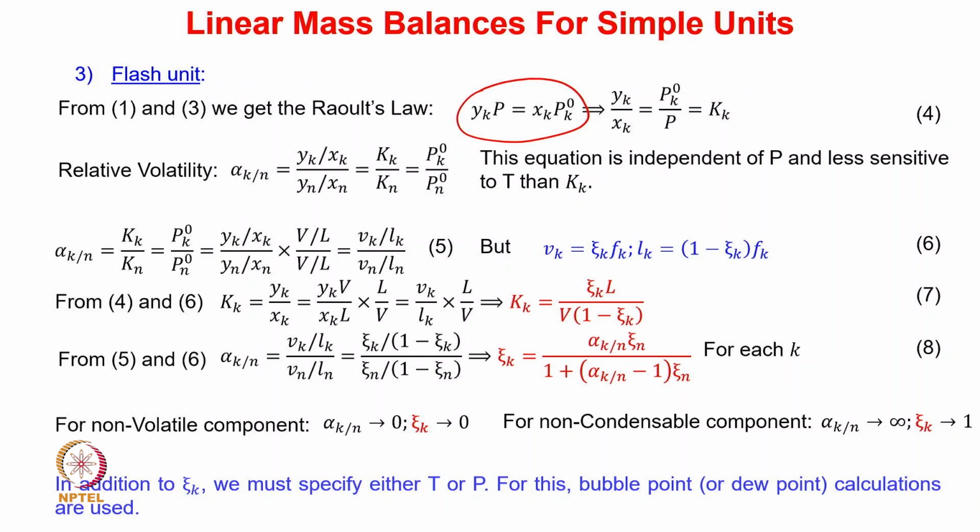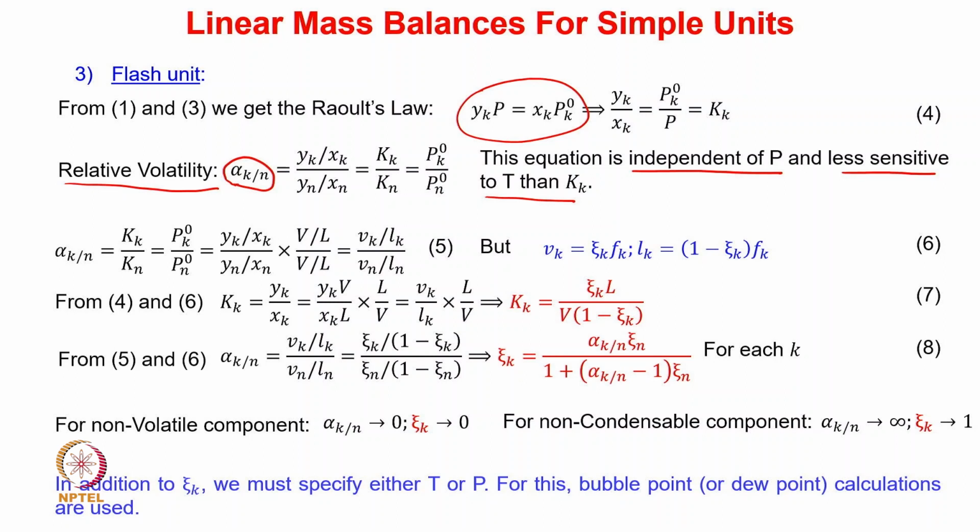Now we can obtain the relative volatility here, relative volatility of the component k with respect to the key component n. Now why relative volatility? We have to derive all these equations in terms of relative volatility, primarily because this relative volatility is relatively independent of P, and it is less sensitive to T than Kk. That is why we are trying to modify all these equations in terms of the relative volatility.